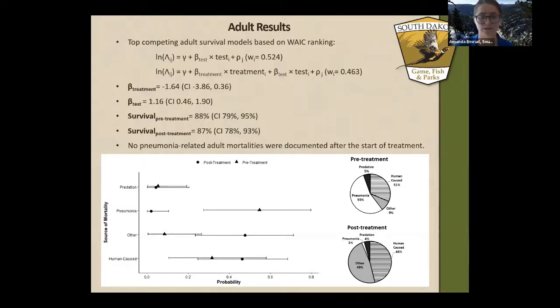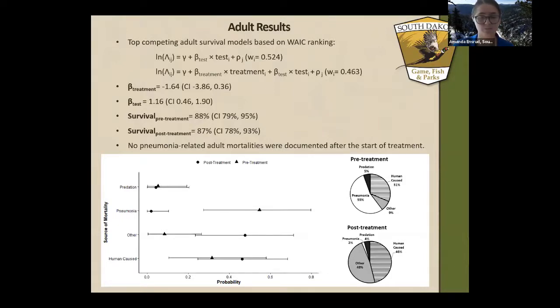Analysis indicated that the chronic carrier removal treatment had a negative effect on the daily log cumulative hazard rate of adults, with a beta treatment value of negative 1.64, although the probability of adult survival declined 1%, from 88% pre-treatment to 87% post-treatment. This rather static adult survival was most likely due to the inclusion of chronic carrier removal as a source of mortality in the post-treatment survival. Chronic carrier removal was included in the mortality category human-caused in the following graphics.